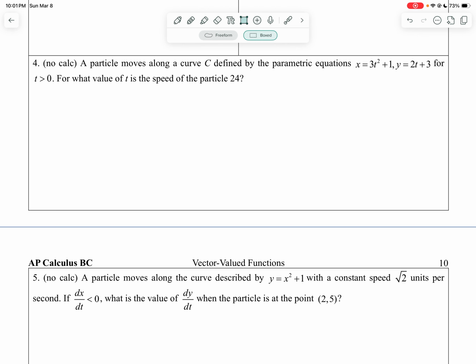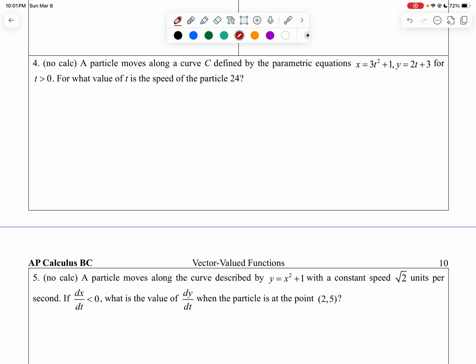Alrighty, in this video I'm going to do number 4, then pages 10 and 11 so that it finishes up everything in this lesson here. For number 4, it is asking us to find the value of t if the speed of the particle is 24 given your two parametric equations.